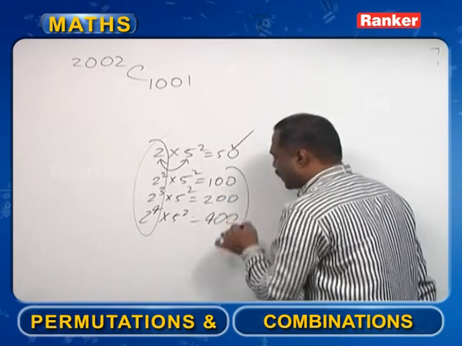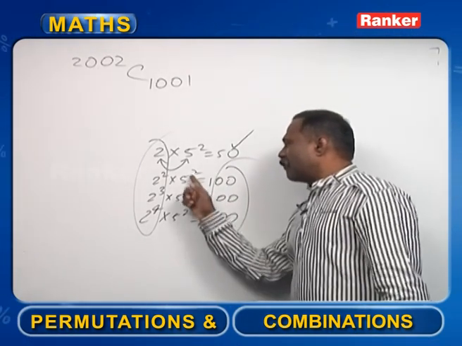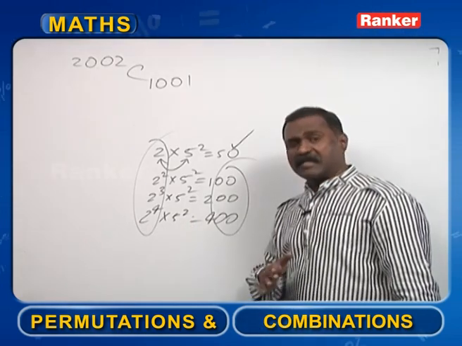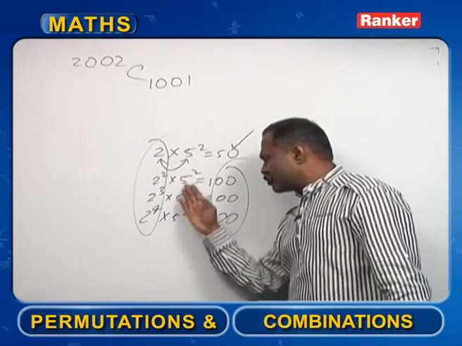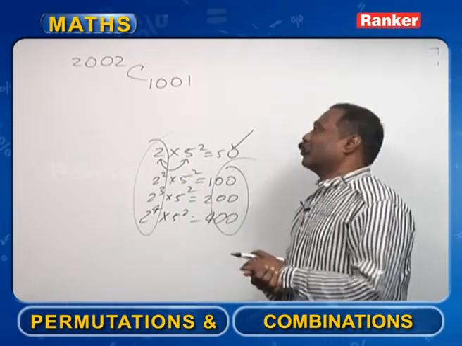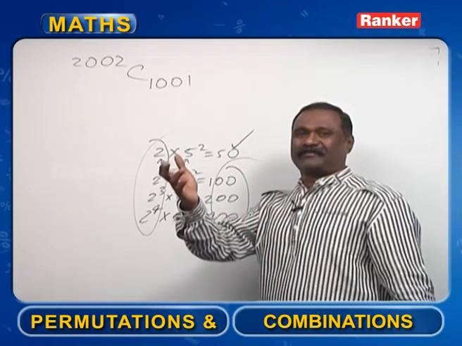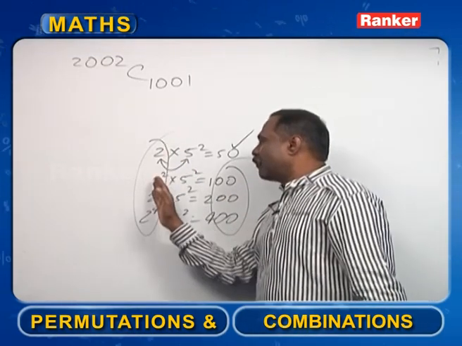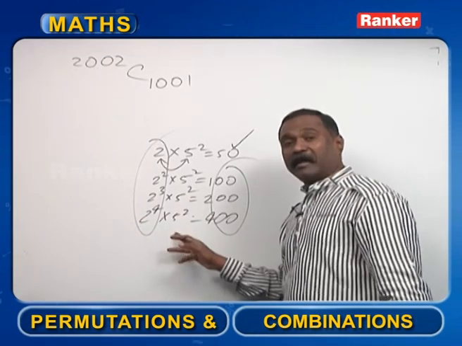The number of zeros will never exceed the power of 5. Understand, whatever the power of 2 is given, you have to take the power of 5 only. So the number of zeros depends on the power of 5, even though the power of 2 is higher.